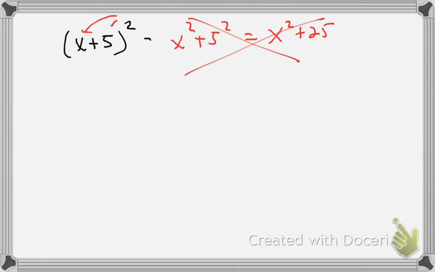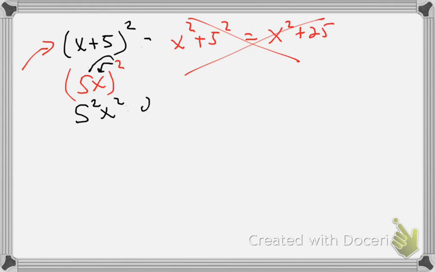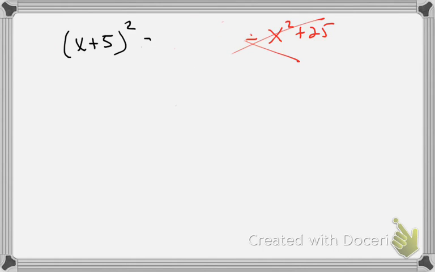You only can distribute a power if it was inside of a parentheses and there's no plus or minus between the two. See the difference in the red one and in the black one? This is a binomial. You can't distribute the exponent like that. In this case, you can distribute the 2 to both of these, making it 5 squared x squared, which is 25x squared. You can do that, but that's because it's a monomial. You cannot do it when it's a binomial.